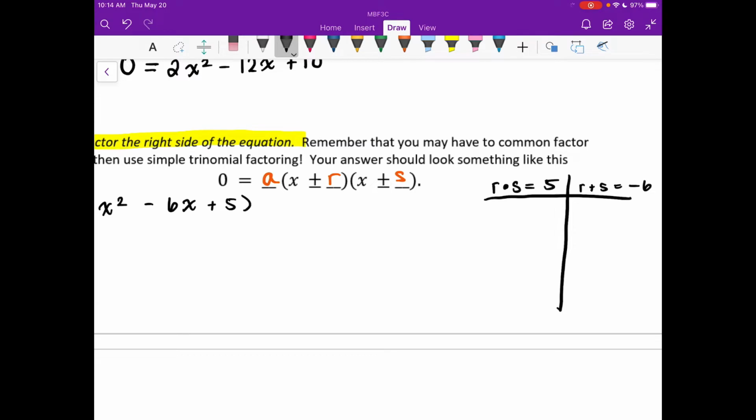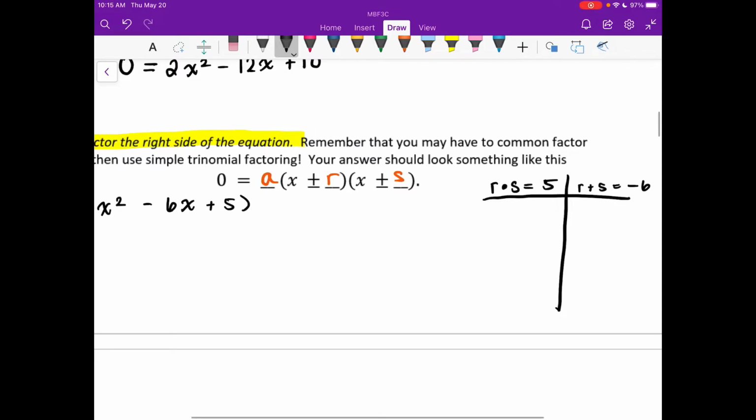Notice how your c value here is positive and your b value is negative. If you go back and look at our chart, that indicates that we have 2 negative numbers that we need to multiply together to get our r times s. So that means r and s are going to be 2 negative numbers. So let's find all negative numbers that will give us 5. There's only one possibility: negative 1 times negative 5. Let's check: negative 1 plus negative 5 is going to give me negative 6.